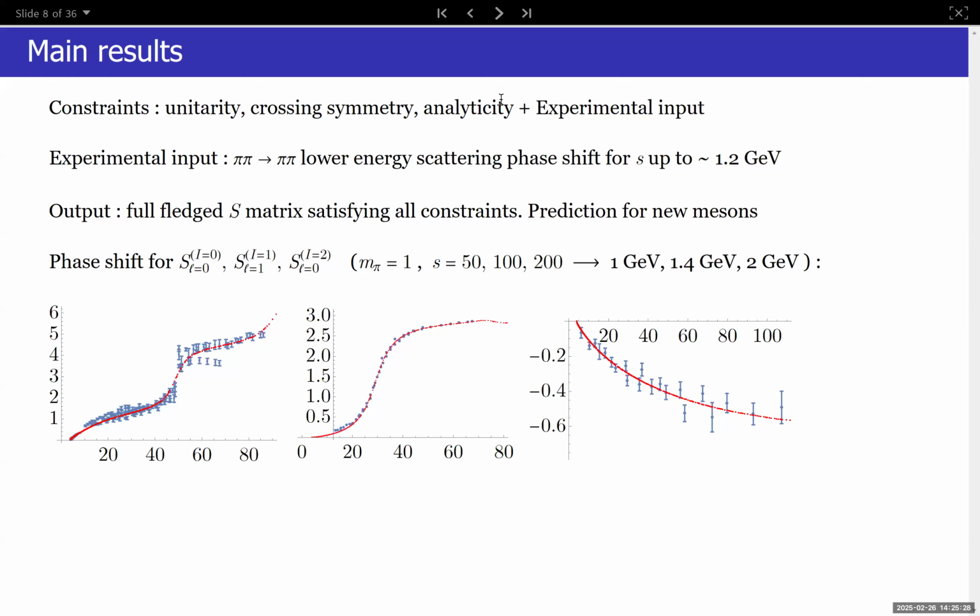For example, if we just look at this plot, usually you would expect this will continue to go down, but in our computation, it goes up.